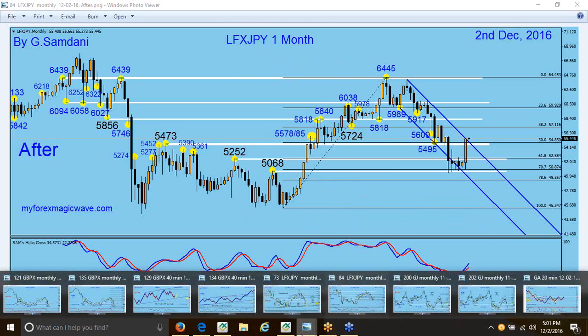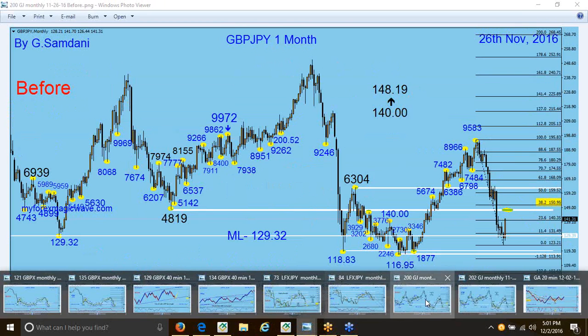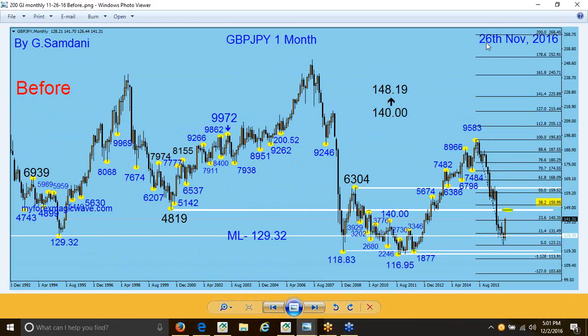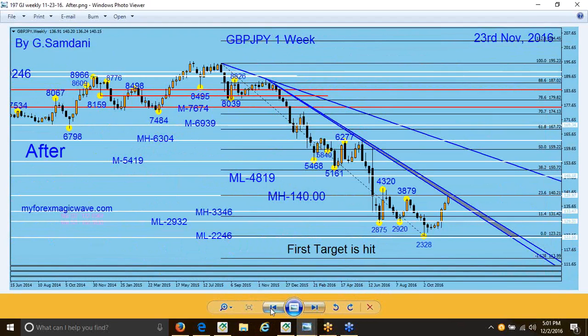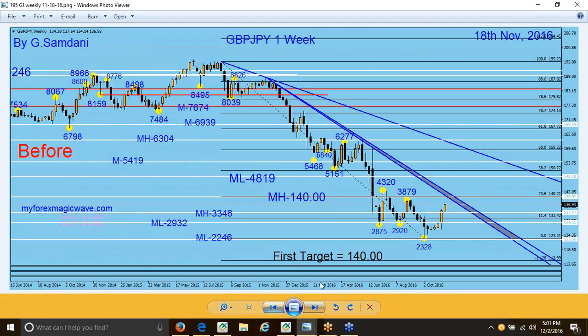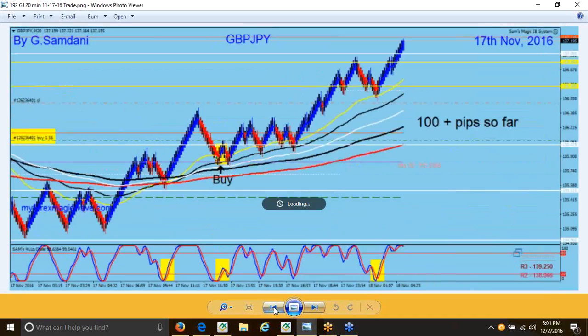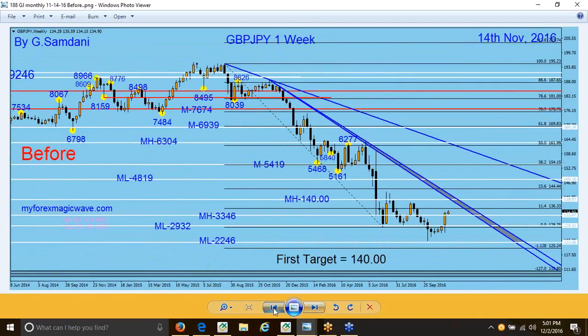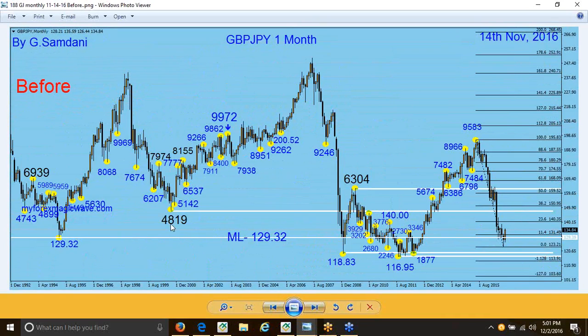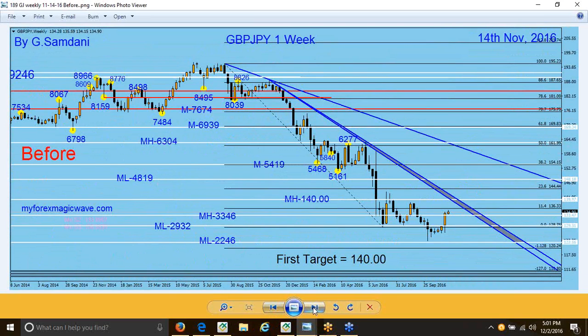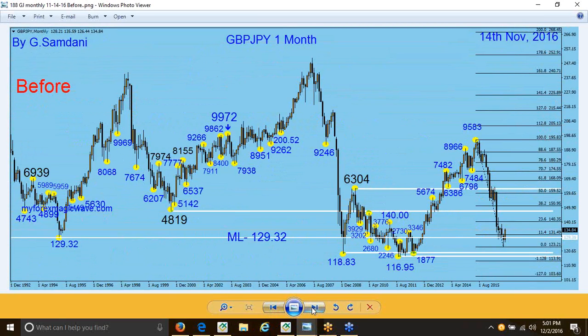Similarly, let me show you pound yen, for example. I've been going long. Why? There's another reason I'll show you. Look at this. 26th November, I made this chart. Even before that, you can go and you will see this chart also, the small one. See the target here. I made this chart on the 18th. Even before that, you can go and see that I was pointing to the upside. The target is 148, basically. First 140.